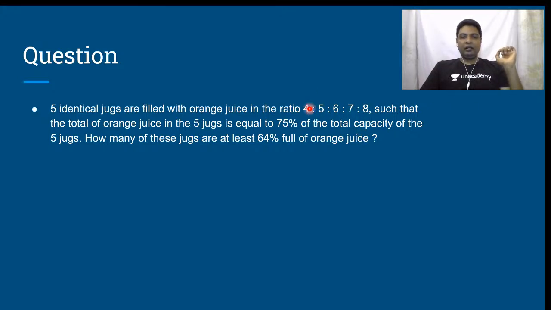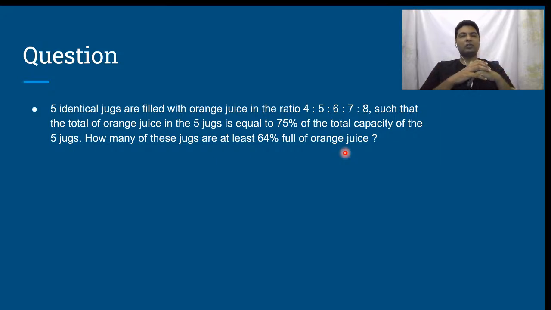Now take it, these are in the ratio 4 is to 5 is to 6 is to 7 is to 8. That means the total is 4 plus 5, 9, 9 plus 6, 15, 15 plus 7 is 22, 22 plus 8 is 30. If the total was 30, then 30 corresponds to 375. That means 1 corresponds to how much?